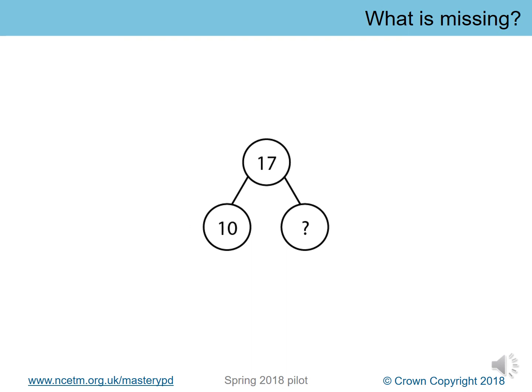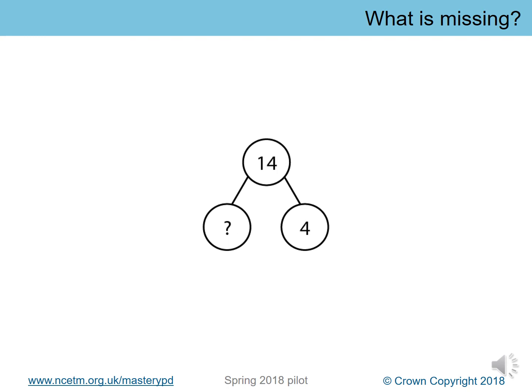Okay, what's missing this time then? I've got my whole as 17, my part as 10, and my other part is missing. How do we make 17? What 10s and 1s make 17? 10 and 7. Excellent. Next one.